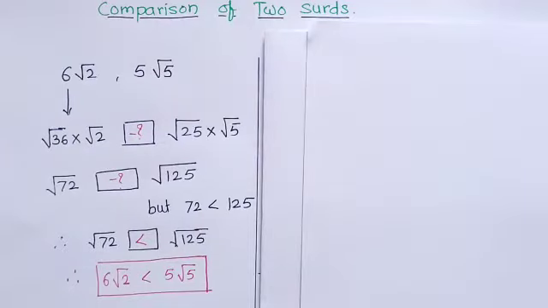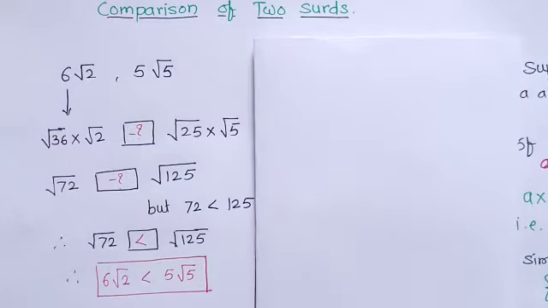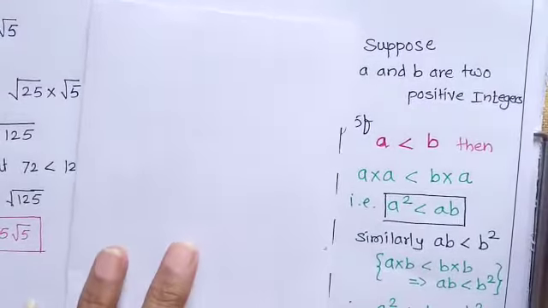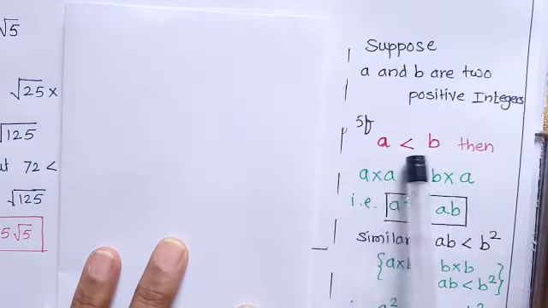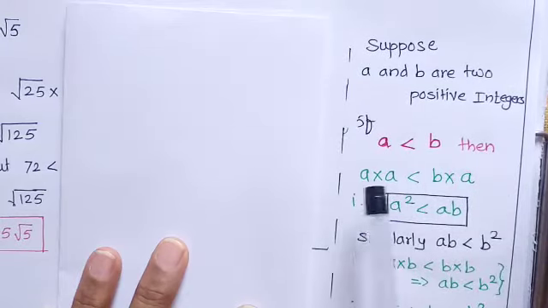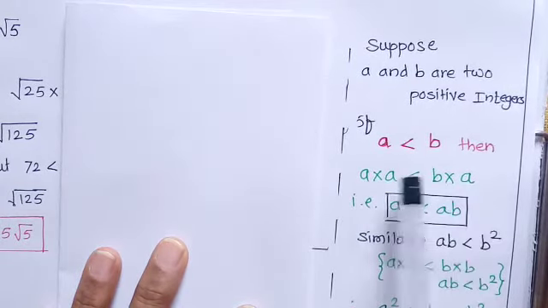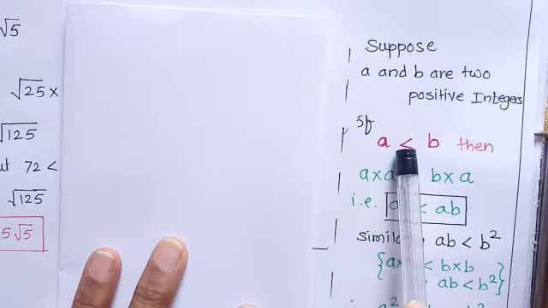Students, today we are going to learn about comparison of two surds. So here, before comparison, I will give you one example. Suppose a and b are two positive integers. If a is less than b, then a multiplied by a is less than b multiplied by a. That means we are multiplying by the same number, so there is no need to change the sign.